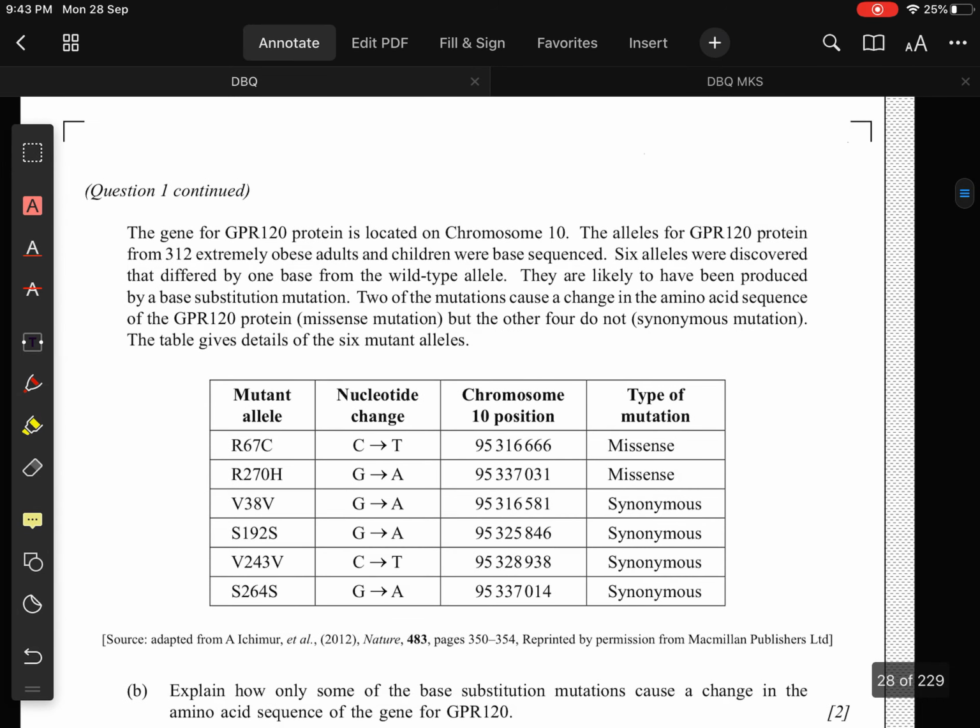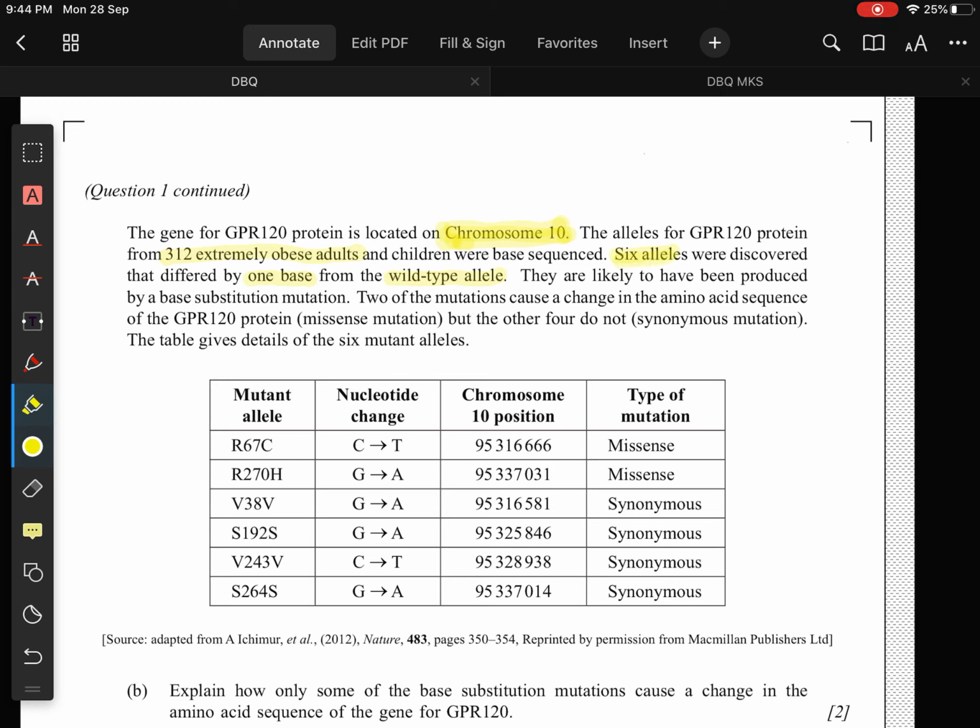Now next question, the next information they have given: the gene for GPR120 protein is located on chromosome number 10. It is an autosome, right? Not a sex chromosome. The allele for GPR120 from 312 extremely obese adults and children was base sequenced. So the sample size you have is 312, and base sequences were taken. 6 alleles were discovered that differ by one base from the wild type allele.